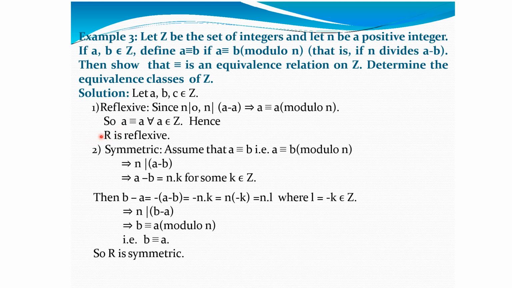Hence, the relation is reflexive. Now, the second property is symmetry. Now, in symmetry, for two elements a and b in Z, we assume that a is related to b.